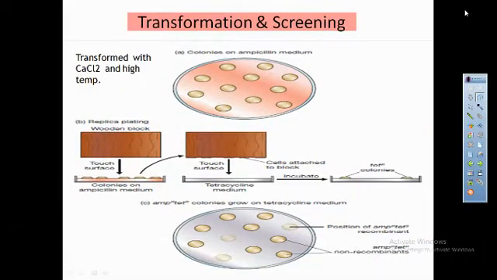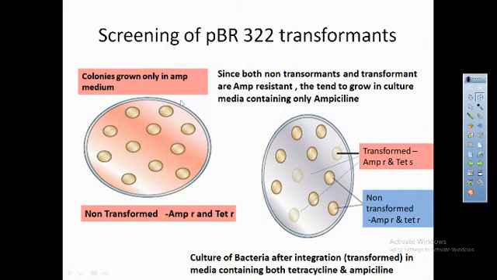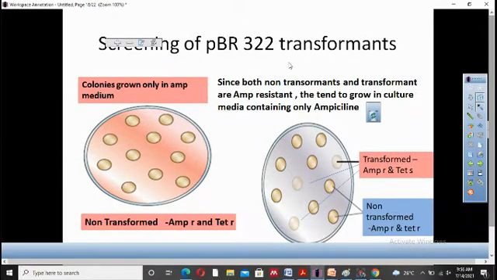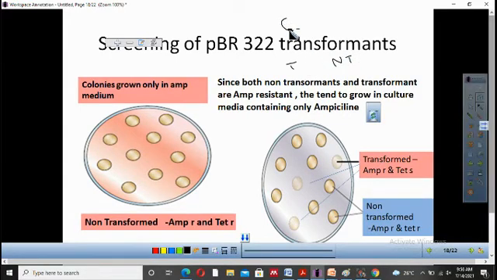So what can you do? You grow the transformed colony. Okay, you have two colonies: one is transformed and another one is not transformed. You should know that the transformed one will have the DNA, and the non-transformed will be like this.